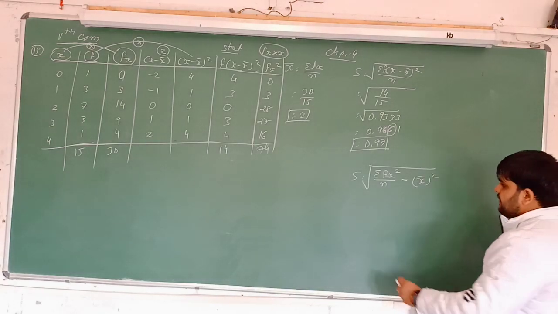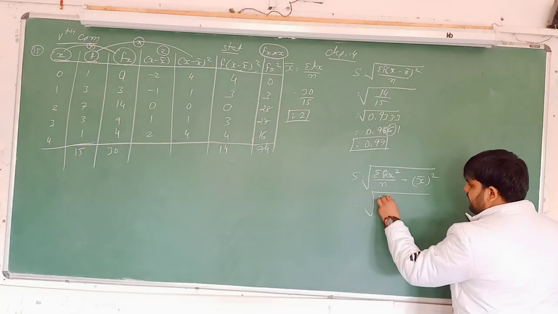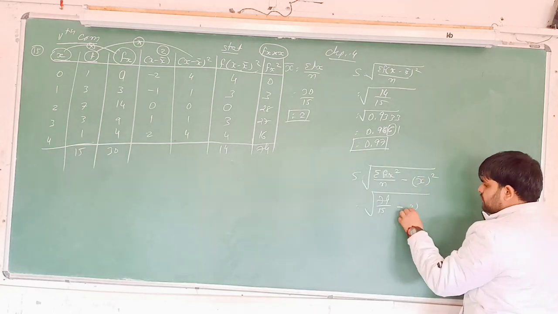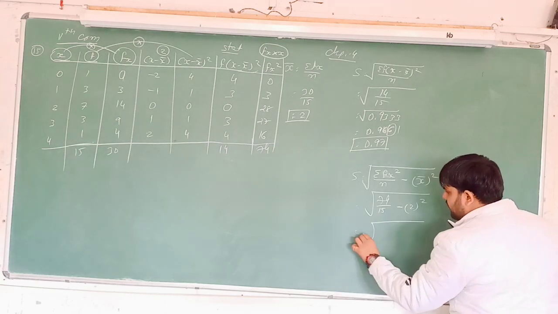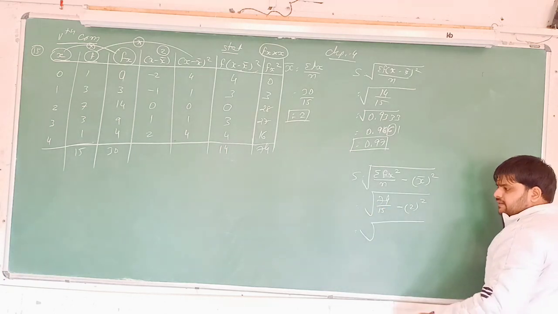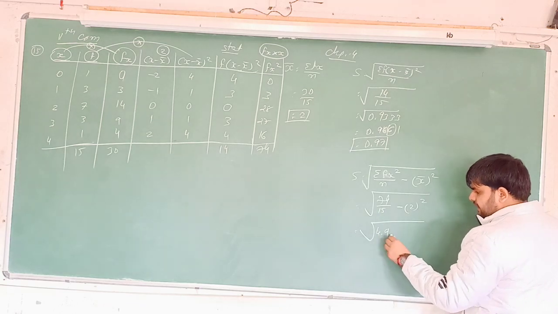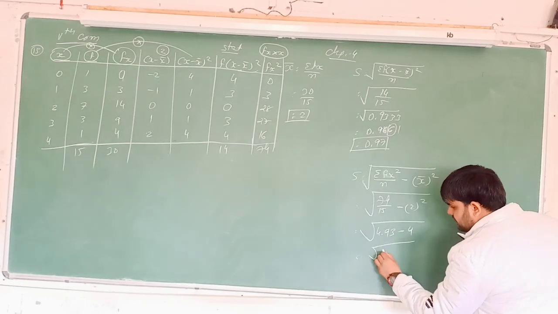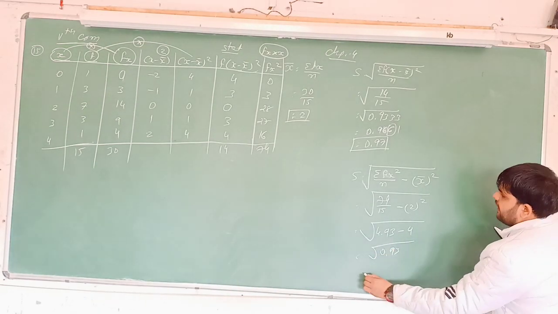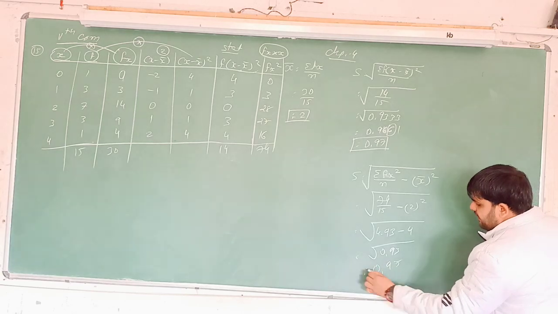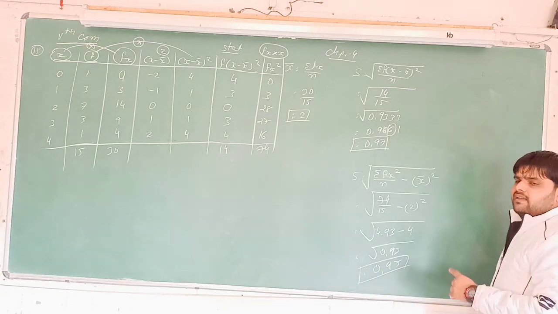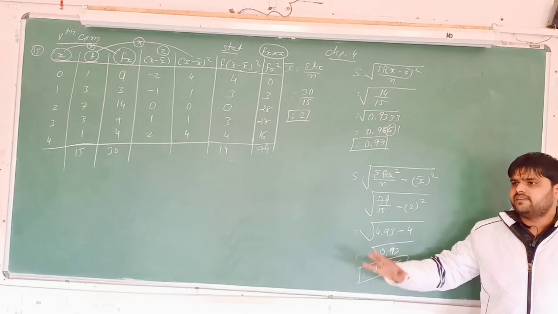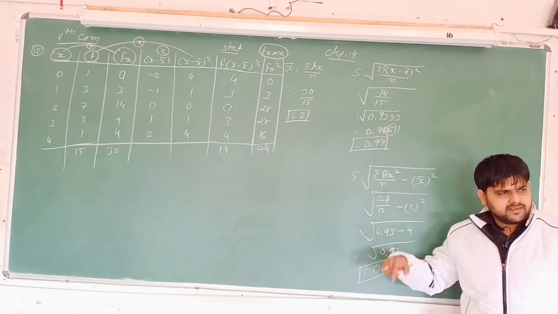Again, put the value in the formula. Under root 74 divided by 15 minus x bar, which is 2, square of 2. Again, under root 74 divided by 15, that is 4.93, minus 4, so 0.93. The answer will be the same, 0.97. So whether we find it with the normal method or the shortcut method, there is no change in the answer. Clear?